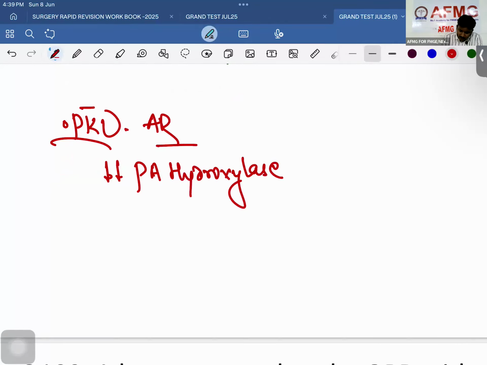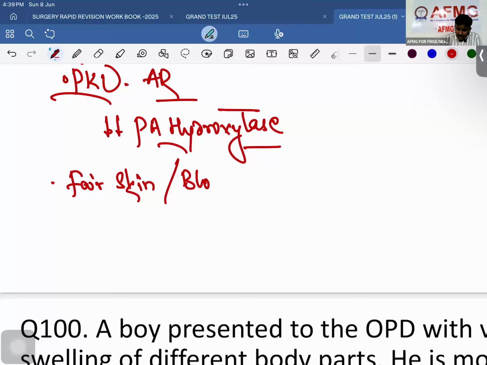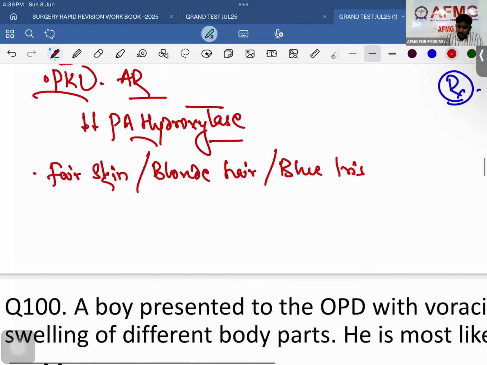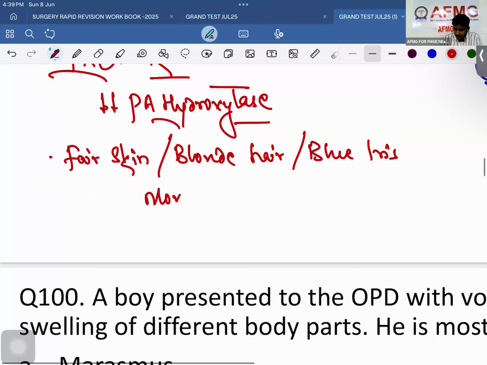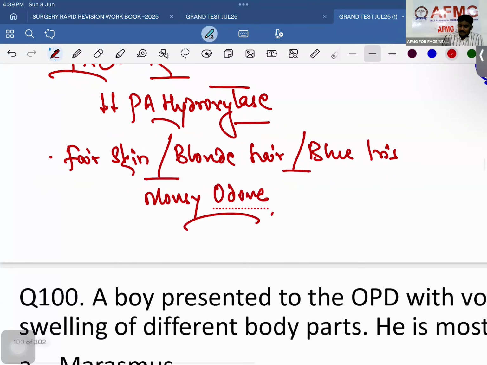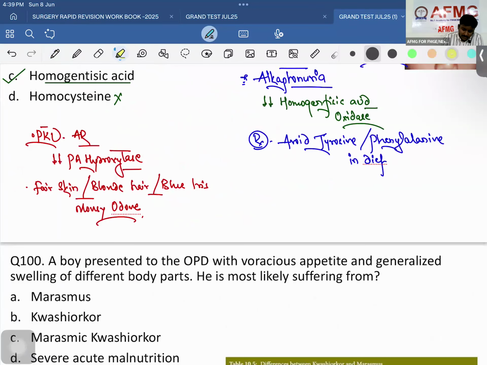there is less amount of melanin in the patient's body, causing fair skin, blonde hair and blue iris. Okay, a Russian patient will be there. Fair skin, blonde hair, blue iris will be there, along with mousy or musty odor. So there will be a mousy or musty body as well as urine odor in the patient. That is important to be remembered. Okay. Treatment is obviously avoiding phenylalanine in the patient's diet.